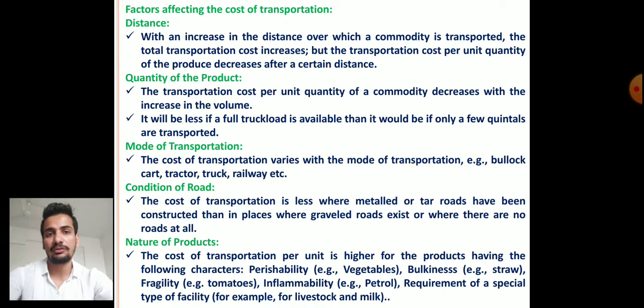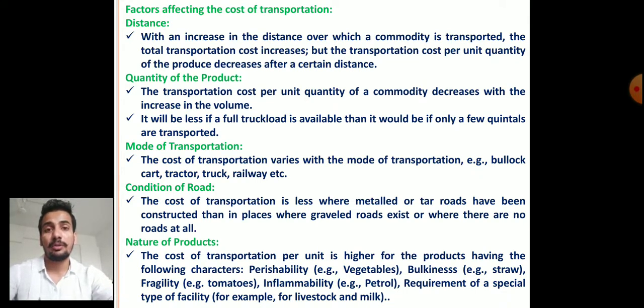This is the second factor which affects the transportation cost, that is, quantity of the product. Then mode of transportation, that is most important. Transportation cost varies with the mode of transportation, meaning through which vehicle we are transporting. Through bullock cart it is very high; in a tractor, truck, railway, etc. So the mode of transportation also affects the total transportation cost.